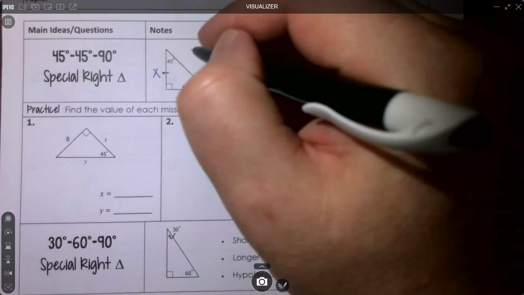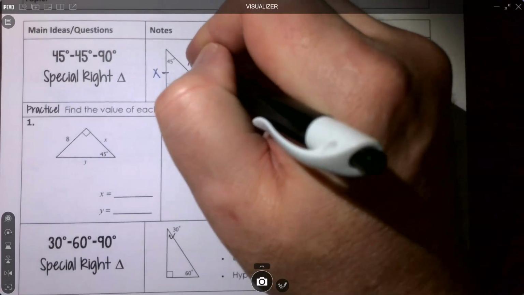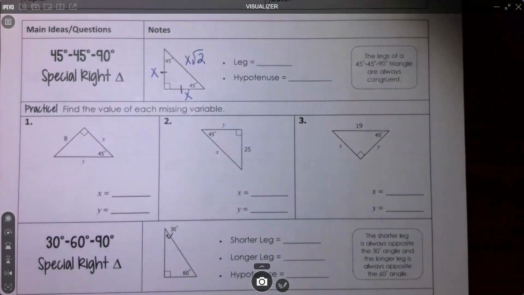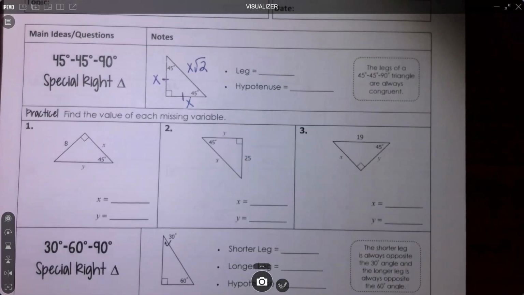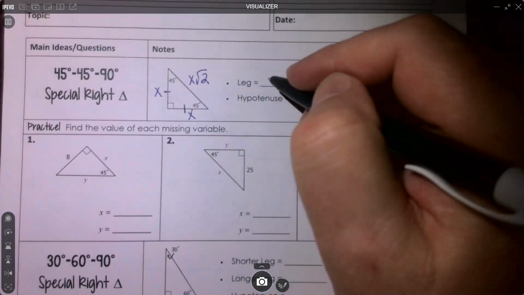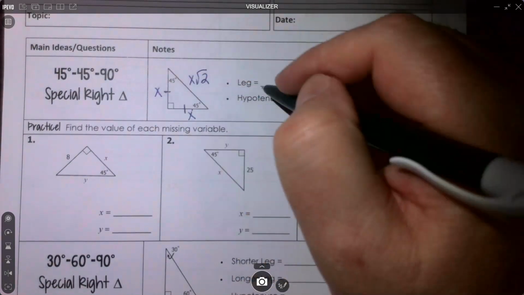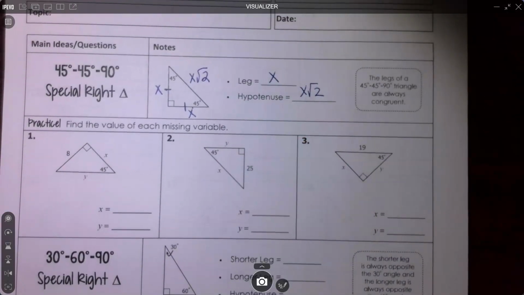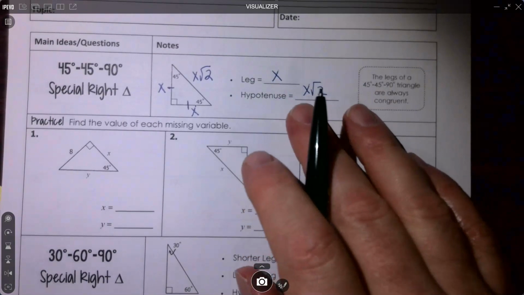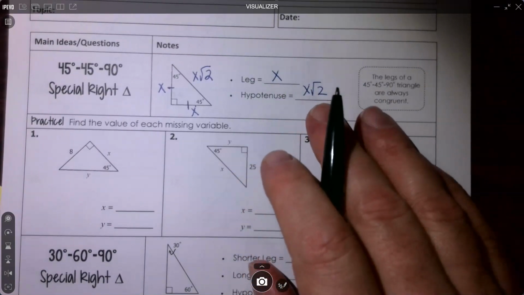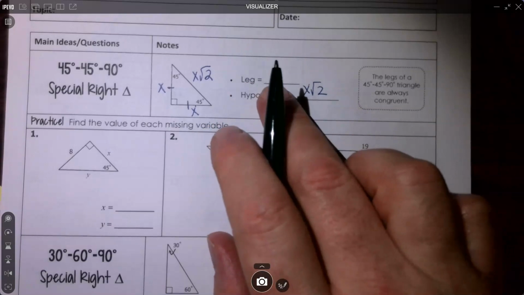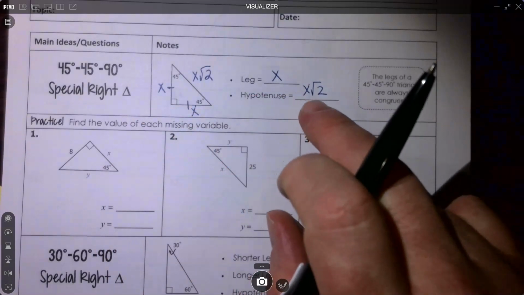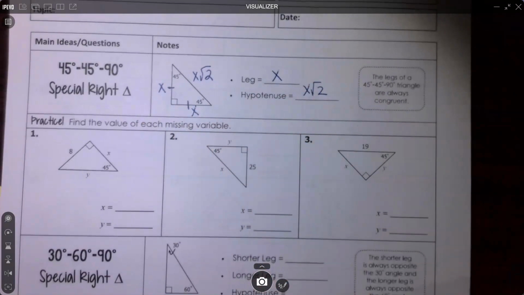So if we put an X right here and an X right here for any of them, then what they discovered was that the hypotenuse is always square root of 2 bigger than the other two. So I'm going to put down here every leg is x, and the hypotenuse is x square root of 2. You don't really need to know how to do square roots per se. Just know that if I give you a certain length x over here that are leg lengths, all you have to do is put a square root of 2 after it, and that's the size of it.